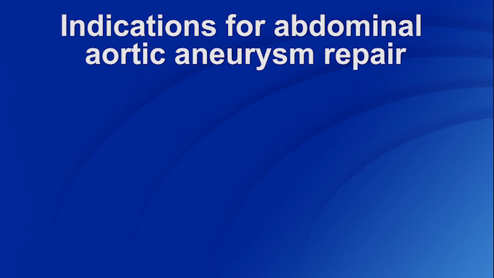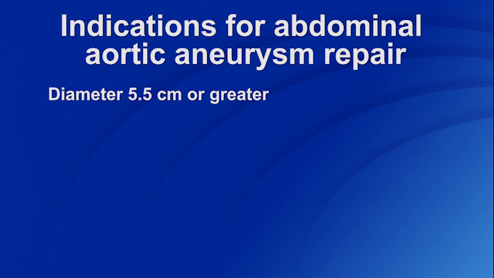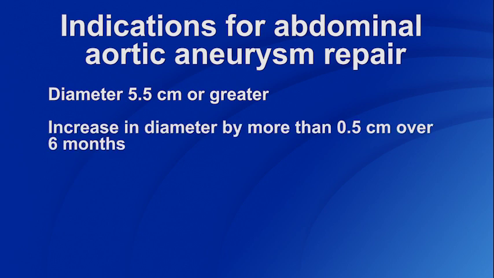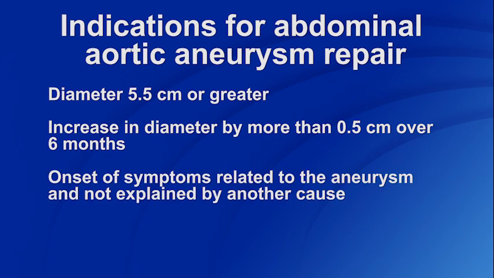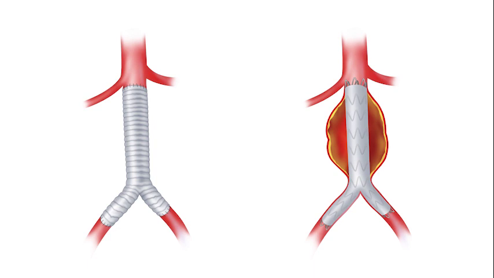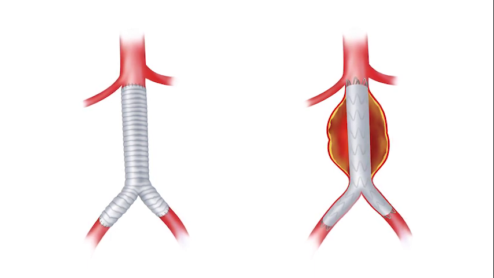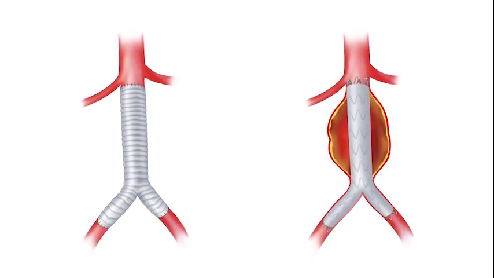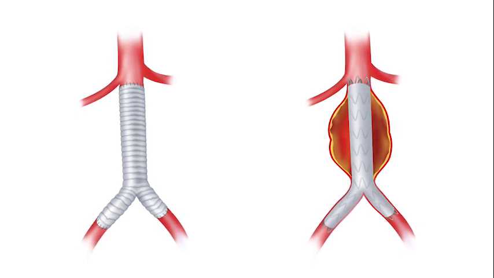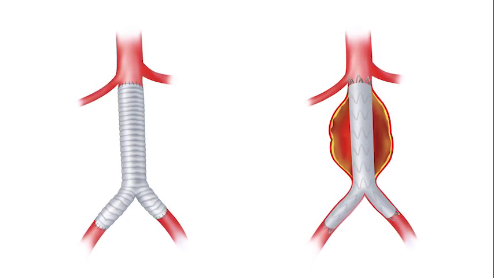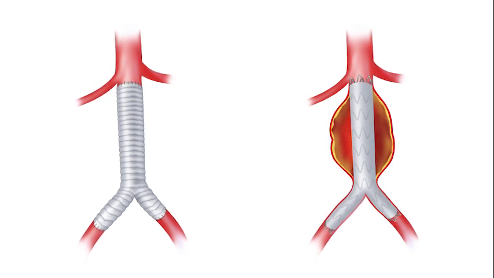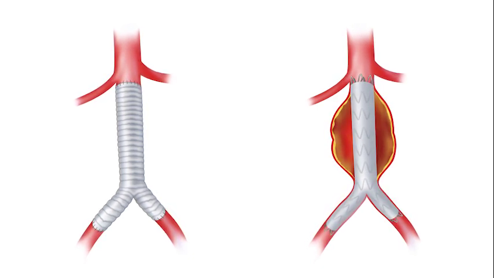Indications for repairing an abdominal aortic aneurysm include diameter 5.5 cm or greater, increase in diameter by more than 0.5 centimeters over 6 months, or onset of symptoms related to the aneurysm and not explained by another cause. Abdominal aortic aneurysms may be repaired by open surgery or by placing an endograft in the aorta during an endovascular procedure. The endovascular method is known as Endovascular Aneurysm Repair, or EVAR.